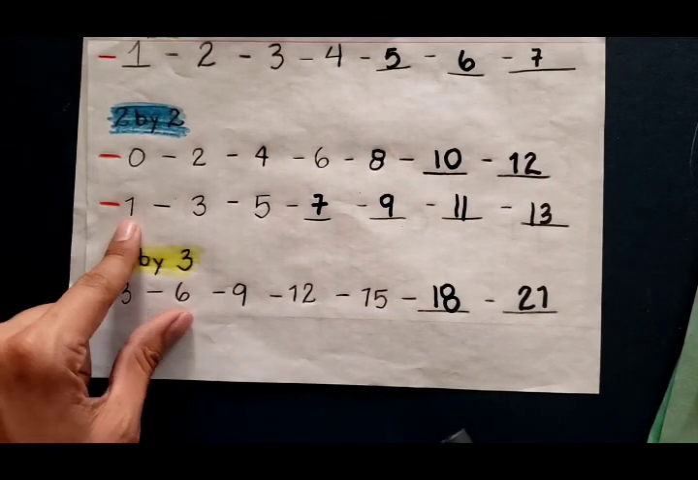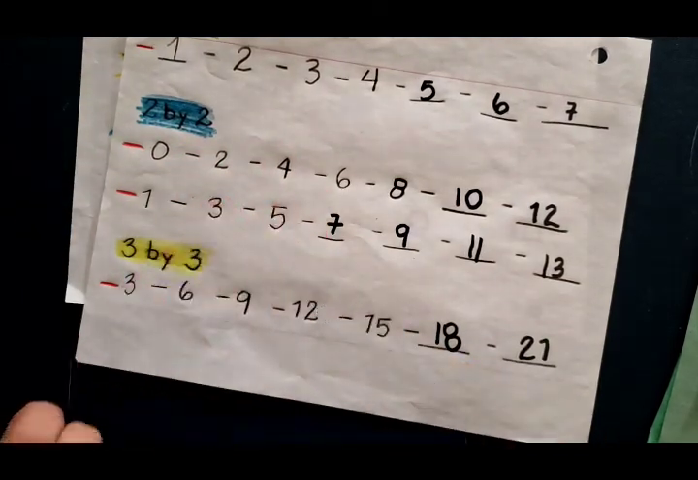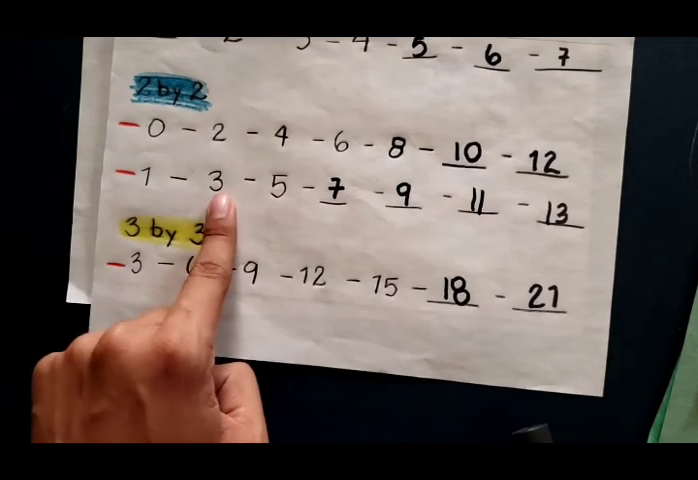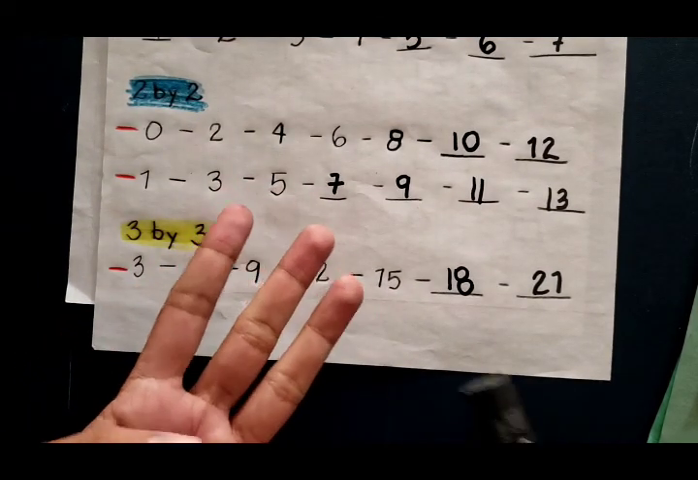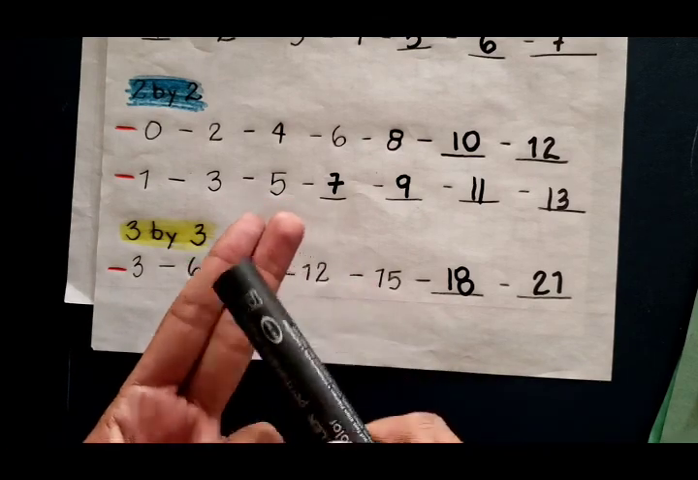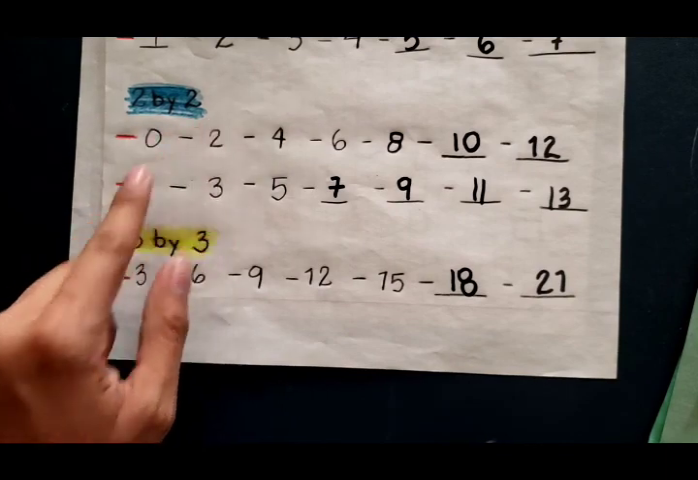The next one we have here 1, and then we have 3. Okay, 1, 2, 3. Oh, they added 2, Mr. Galvez. Then we have 3 to 5, which is the difference. 3, 4, 5. Oh, the difference is 2 again. So they are adding 2. This is the pattern 2 by 2.